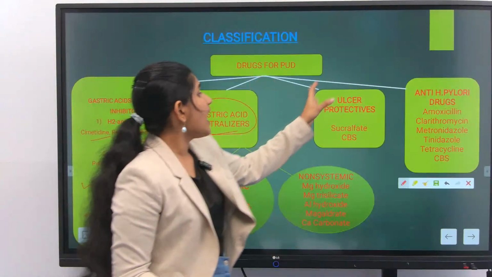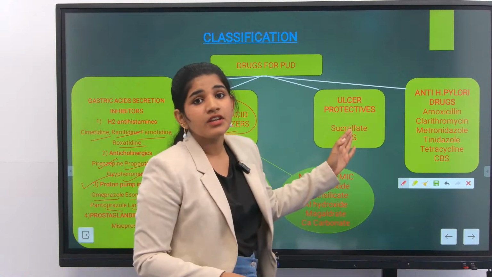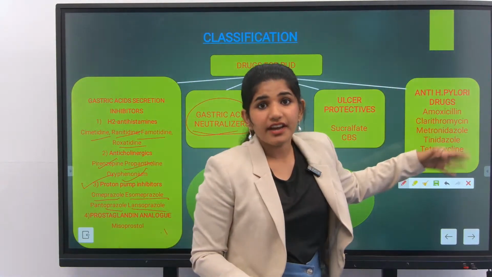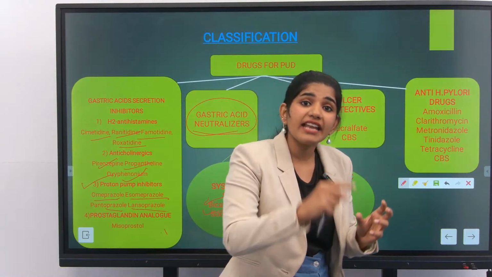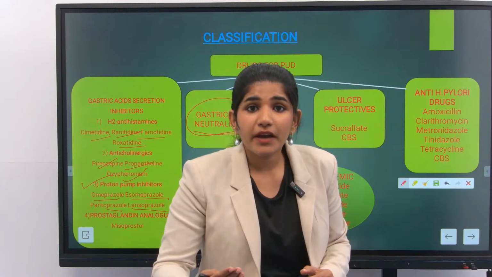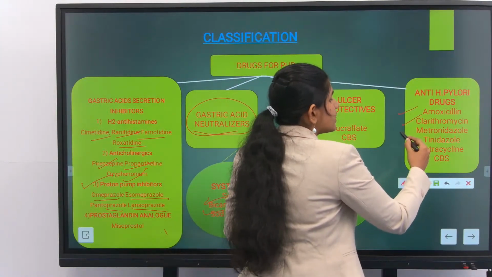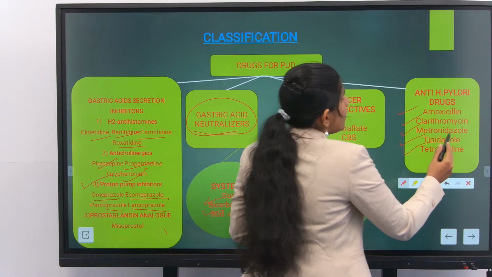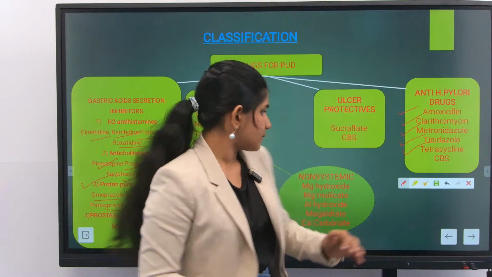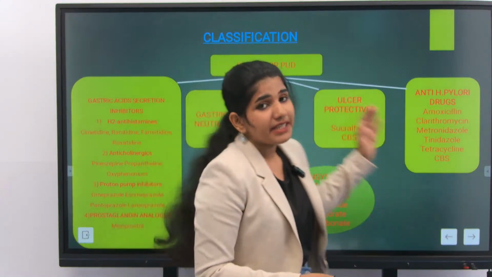Then we are going to the ulcer protectors. What are the ulcer protectors? That is sucralfate and CBS, that is colloid bismuth subcitrate, and anti-H. pylori drugs, that is the drugs which act against H. pylori. The causative organism is H. pylori. What are the drugs? That is amoxicillin, clarithromycin, metronidazole, tinidazole, tetracycline, and CBS. These are coming under the anti-H. pylori drugs. So this is the basic classification of the drugs for peptic ulcer disease.